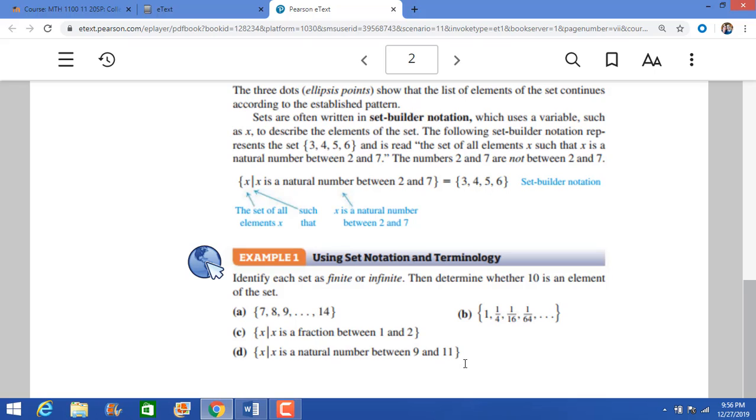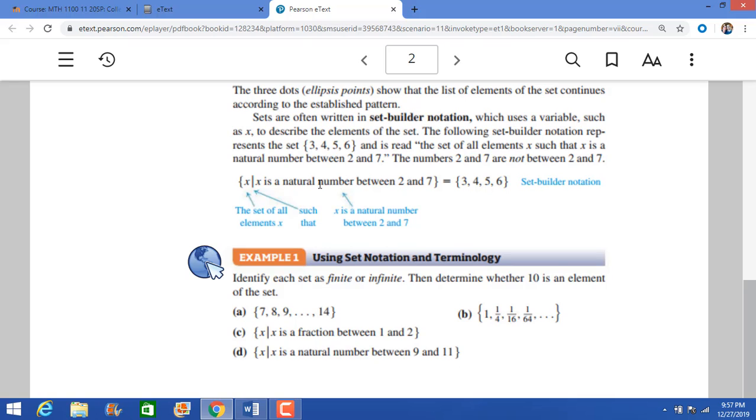Now, when we look at sets, we call this set builder notation. When we use the curly braces to represent a set, this is called set builder notation. So you're going to want to know this for future reference. This comes up all the time and will come up all throughout the course. Set builder notation involves a variable that describes the elements of the set. The following set builder notation represents the set of 3, 4, 5, and 6, and is read the set of all elements x such that x is a natural number between 2 and 7.